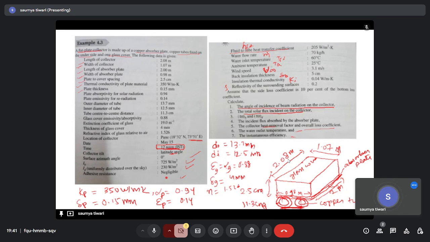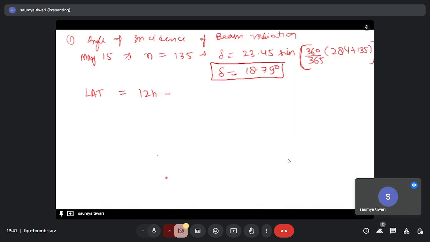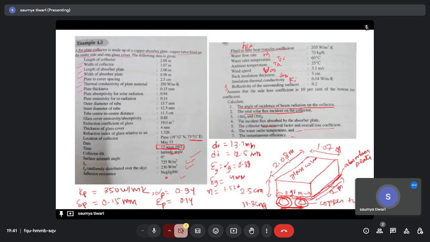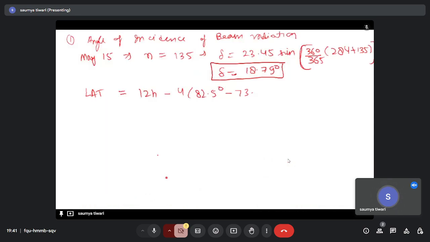So it will be 73.51 degree, and your standard is 82.5. For India, standard is 82.5. So let me write first: 82.5 degree is standard longitude, and for the location it is 73 degree 51 minutes. So it will be 73 plus 51 by 60, which comes to be 73.85. We have just recently used this number, 73.85. This will be in minutes, plus your E.